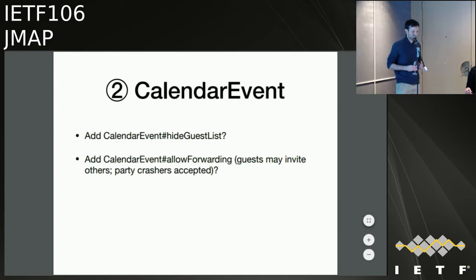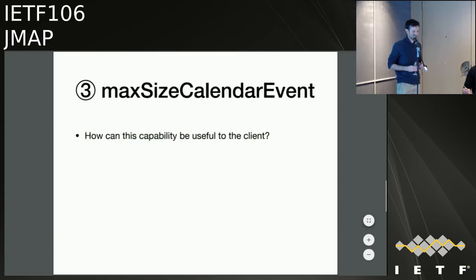Okay, so I will look at adding those. Okay, so one of the capabilities is how big an event object the server is willing to store, which sounds sensible and is probably something we want, and there's a very similar capability in CalDAV. The trouble is it's a bit harder in JMAP to say what actually is the size, and how can we make this useful to the client?